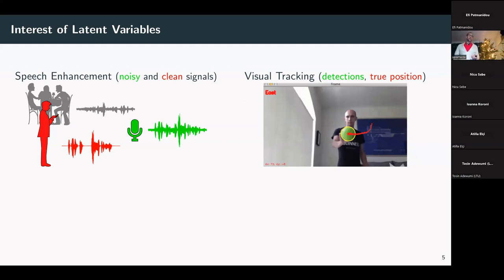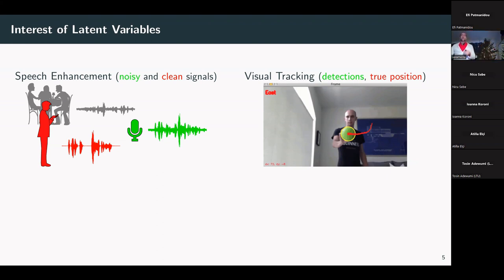But these detections are noisy. They do not exactly describe the true position of the source, which is the ball, a latent value. Of course, in this case of a green ball with a very nice background, this is probably a solved issue. But if you start thinking of tracking persons with a cluttered background and so on, then the detector is not that performant. So you need something to infer this latent variable.